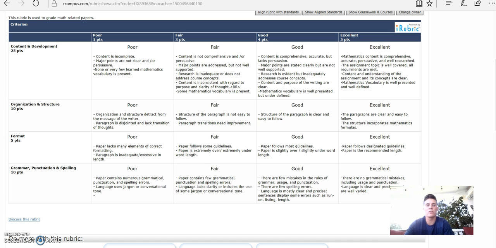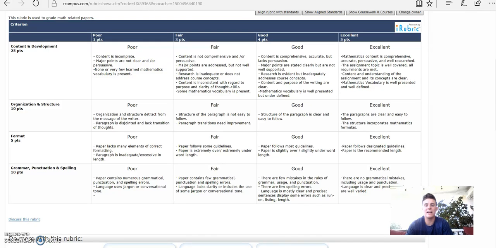Getting into organization and structure, this is more getting into the writing, and so for excellence, the paragraphs are clear and easy to follow. The structure incorporates mathematical formulas. So the incorporation would obviously be taking the equations they came up with and then discussing them. But hopefully students are able to write clearly and concisely and in a way that's easy to track as they explain the work they did and why or why not they think the equation they came up with makes sense.